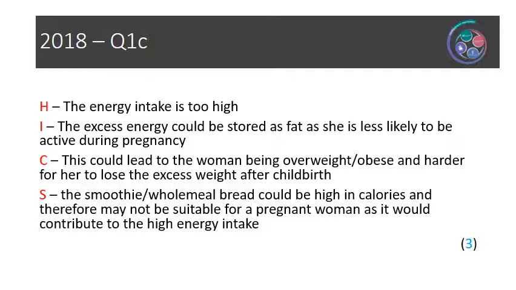So an example answer using the HICS formula is: the energy intake is too high. That would be higher or lower. I for impact: the excess energy could be stored as fat as she's less likely to be active during pregnancy. C for consequence: this could lead to the woman being overweight or obese and harder for her to lose the excess weight after childbirth. S, the smoothie or wholemeal bread could be high in calories and therefore may not be suitable for a pregnant woman as it would contribute to the high energy intake. This would access you 3 marks.